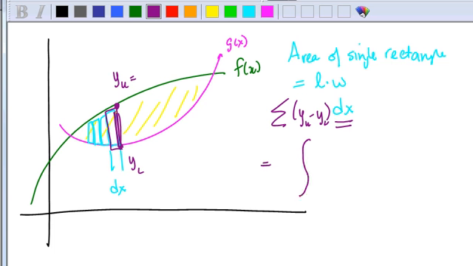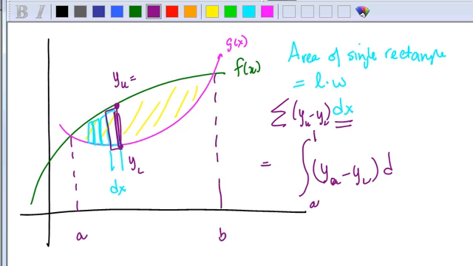It's adding the sum of really small rectangles where y of the upper bound minus y of the lower bound, dx, and we're going between this value and this value. So that's the link between areas of rectangles and integration. Now the y values we have equations for. The upper one was the f function, and the lower one was the g function. And we're going from a to b.